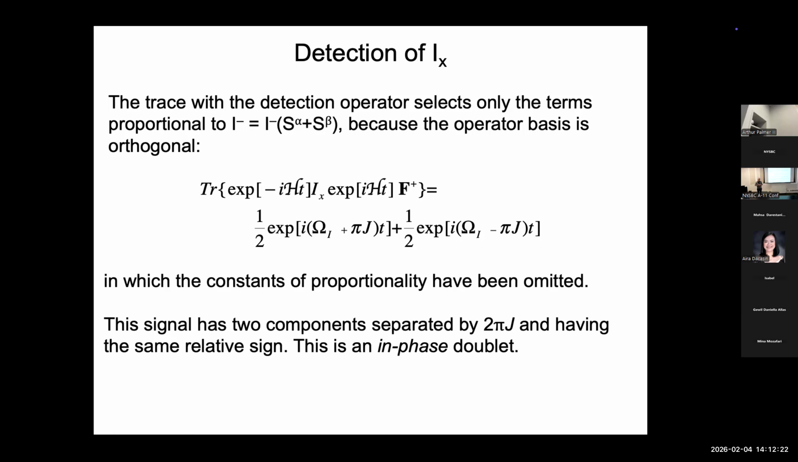But this is always going to be true. Every operator Ix at the start of acquisition is going to generate an in-phase doublet. So we actually don't have to do this calculation anymore. All we have to do is say, at the start of acquisition, I see I have an Ix operator that's going to generate an in-phase doublet, end of story.